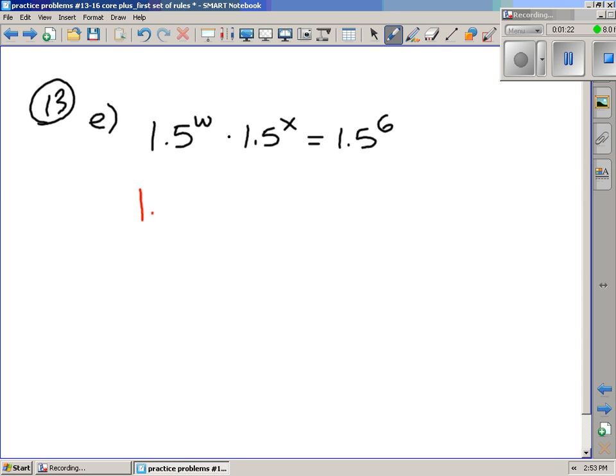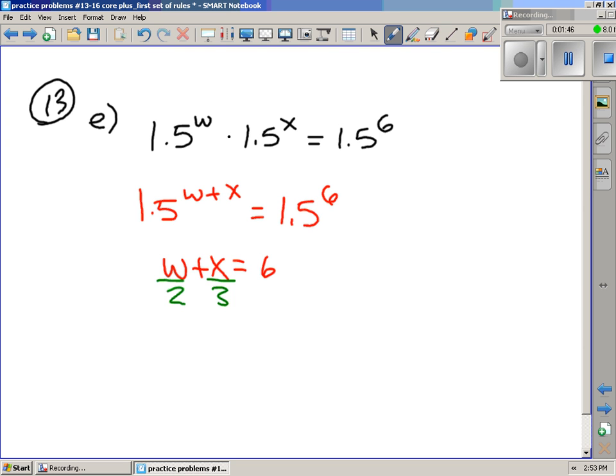Letter E, 1.5 to the power of w plus x needs to equal 1.5 to the power of 6. So w plus x should equal 6. So any combination of two numbers that's going to equal 6 would work. So I'm going to put some values in for w and x that would work. So we could use 2 and 3.